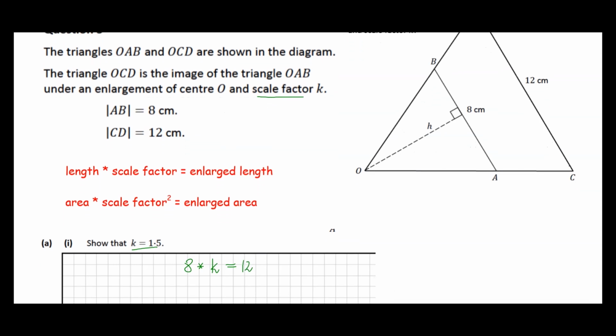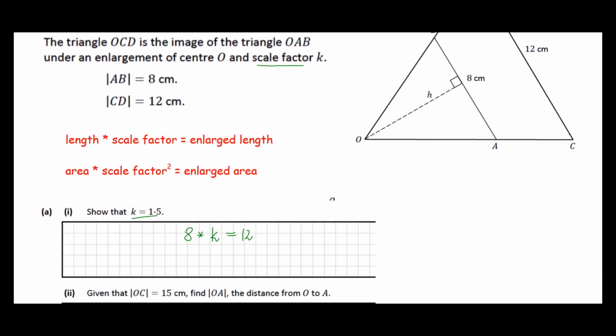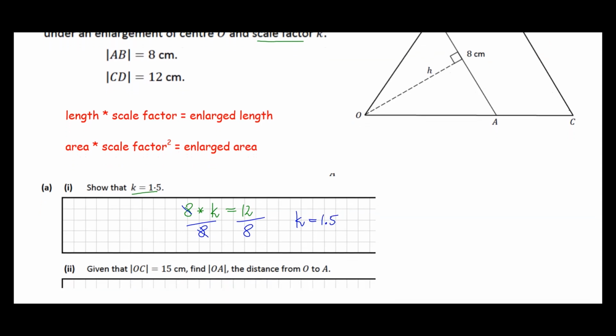Now, if we want the value of K, not K multiplied by a number, what do we do? We divide by that number, and we divide both sides of the equation. That way, if we put 12 over 8 in our calculator and press equal, indeed we get 1.5.